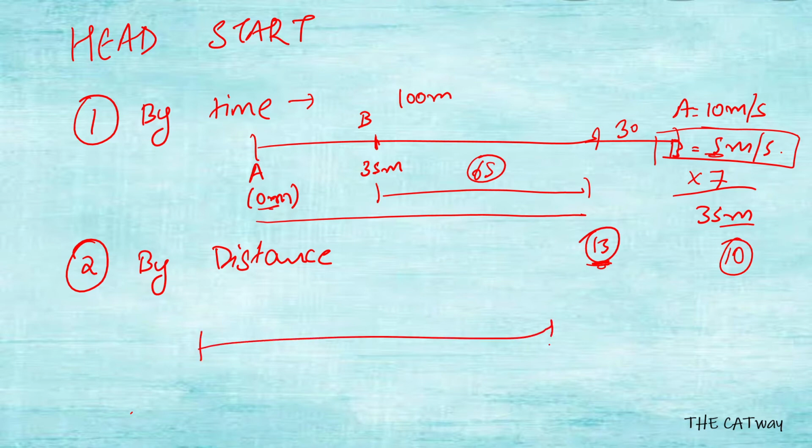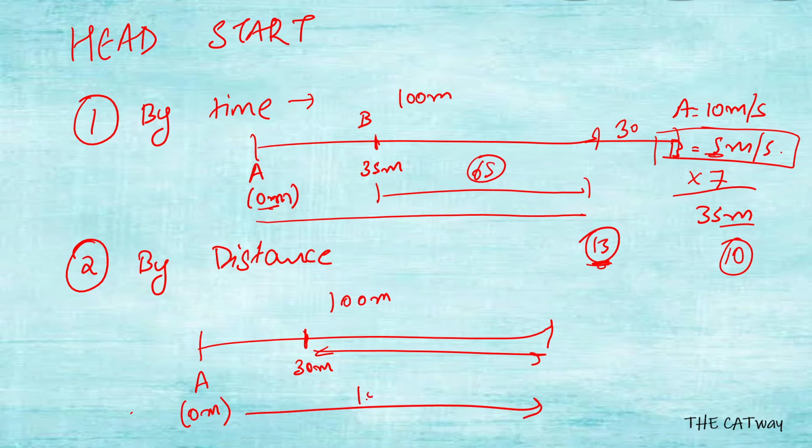Coming to head start by distance, it is a very simple one. Head start by distance means, let's say B is given a head start of 30 meters. That simply means that B is going to start his race at the 30-meter mark. He has 70 meters left to cover, whereas A, who is at the 0-meter mark, has 100 meters to cover. So this is a very simple one, head start by distance.